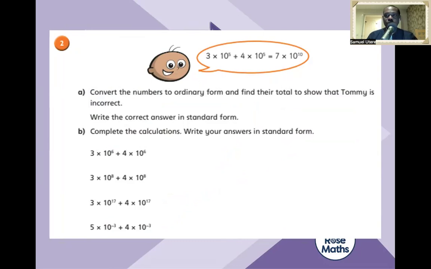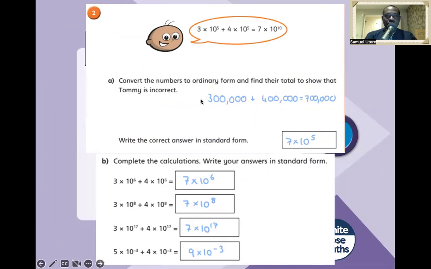All right, assuming you've paused the video and you've answered the questions, here are the answers. Here you ask, convert the numbers to ordinary form and find their total to show that Tommy is incorrect. If you convert them to ordinary form and you add them, you'll have 7 times 10 to the power 5. So take note of that.